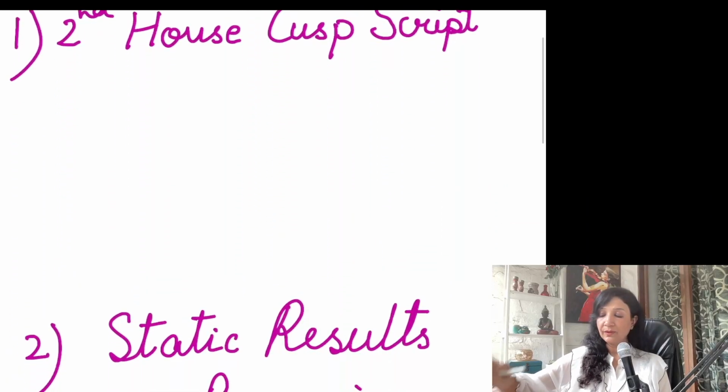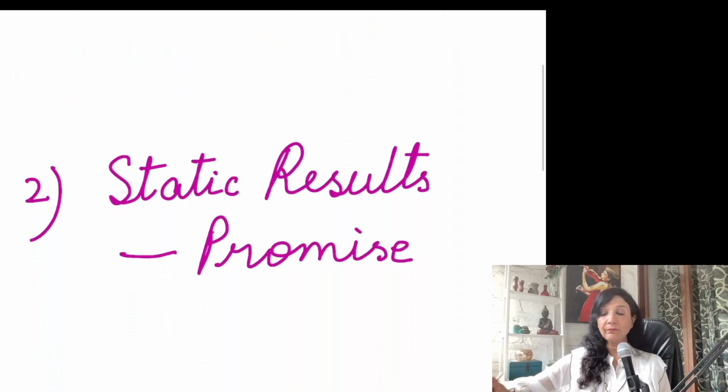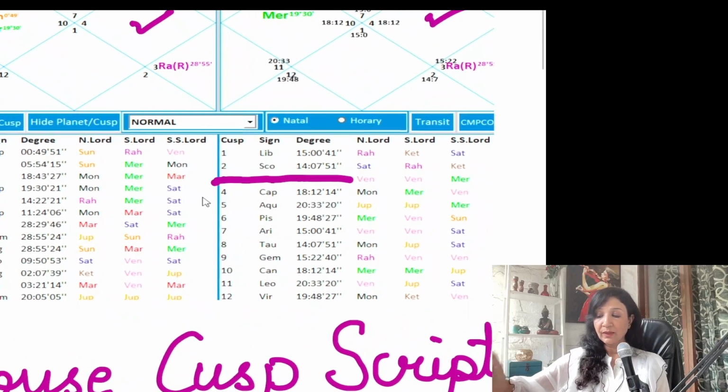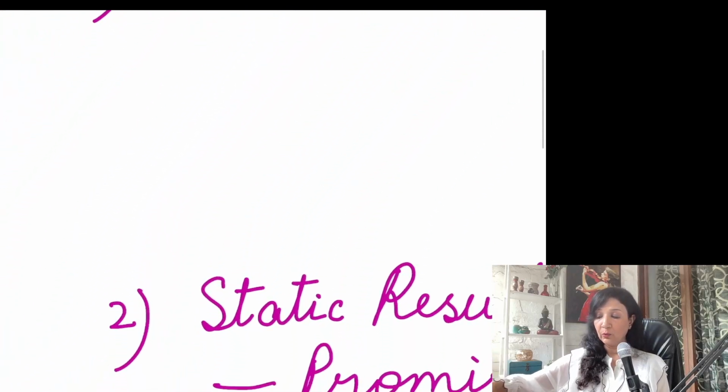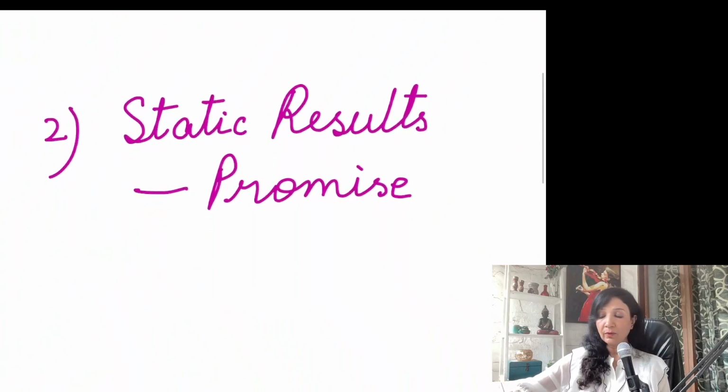Now next step is static results. This is a promise in the horoscope. And what does promise mean? Promise means that this thing has been fixed in the horoscope. If it's a weak combination, then it shows that one will have to put a lot of effort in order to get money, in order to attain money. So promise script is very important, and how will you check the promise? We will see the second house cusp sublord. Like here in this case, Rahu is the second house cusp sublord. So we will see Rahu. So we will write down Rahu.